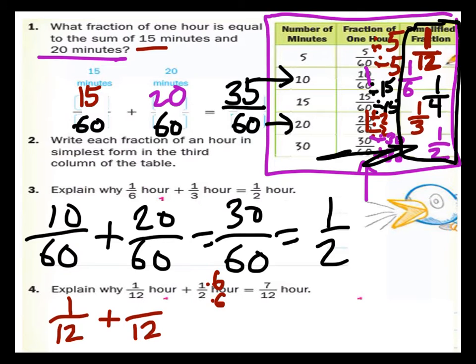Okay, so 1 times 6 is 6. This gives me a common denominator of 12. 1 plus 6, 7.